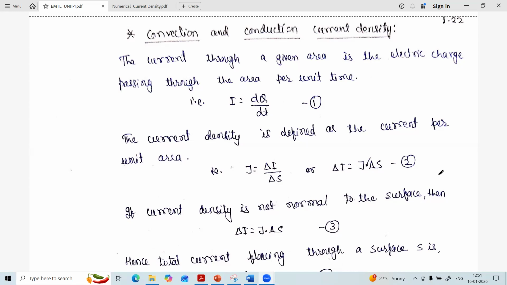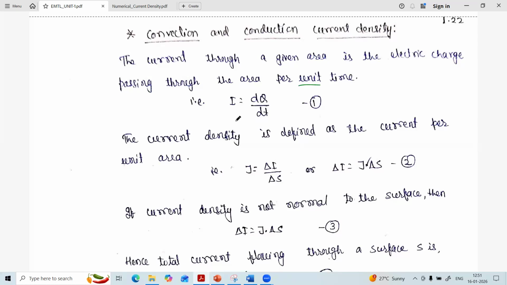What is the current and what is the current density? As per the definition of current, you know that it is the rate of flow of charge. So here we are trying to find how much electric charge is going to pass through the area per unit time. Okay, so that is I equal to dq by dt.